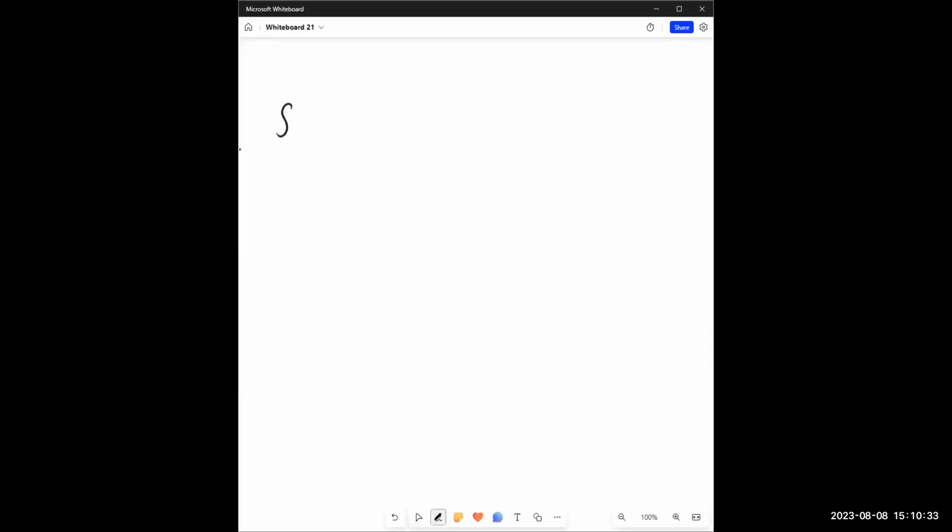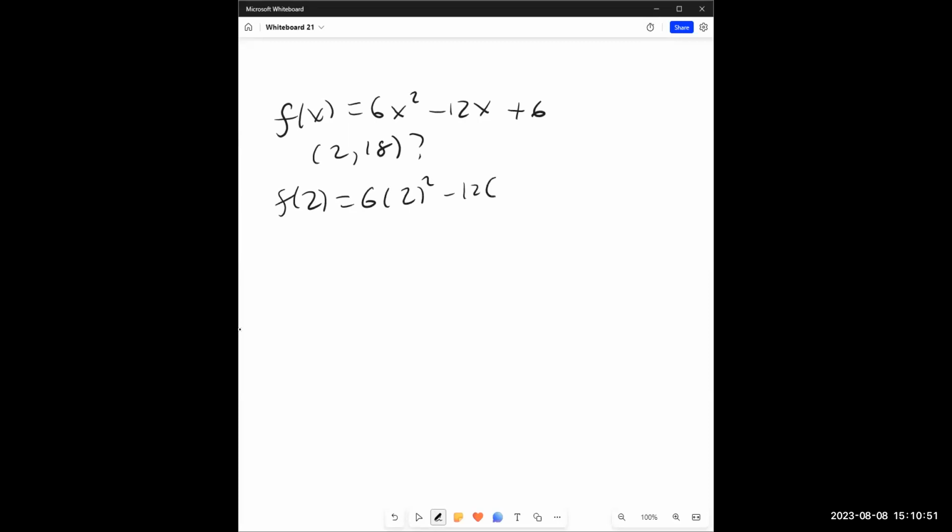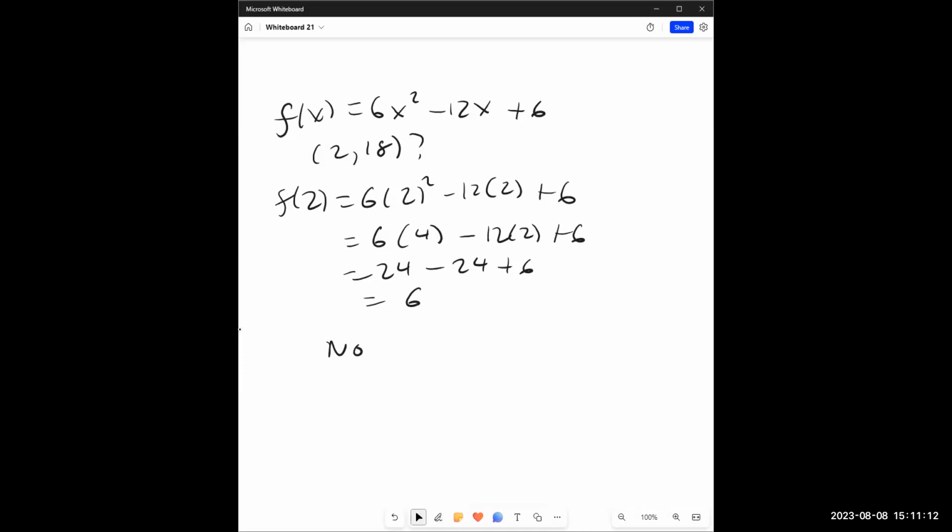Let's go ahead now and do a similar problem. f of x is equal to 6x squared minus 12x plus 6. Now we want to ask, is the point (2, 18) on the graph? f of 2 is equal to 6 times 2 squared minus 12 times 2 plus 6. So 6 times 4 is 24, minus 24, plus 6 is 6. So no, again, because the point should be (2, 6).